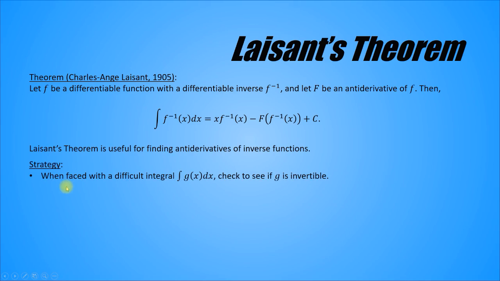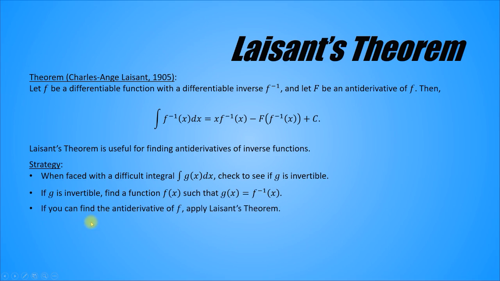So the basic strategy goes like this. If you're faced with a difficult integral, the integral of g of x dx, check to see if g has an inverse function. If g is invertible, then try to invert it. That is, try to find some function f of x such that g of x equals f inverse of x. We do this in the hopes that f is easier to integrate than f inverse. And if f is easy to integrate, then apply Laisant's theorem, and you've cracked the integral of f inverse.